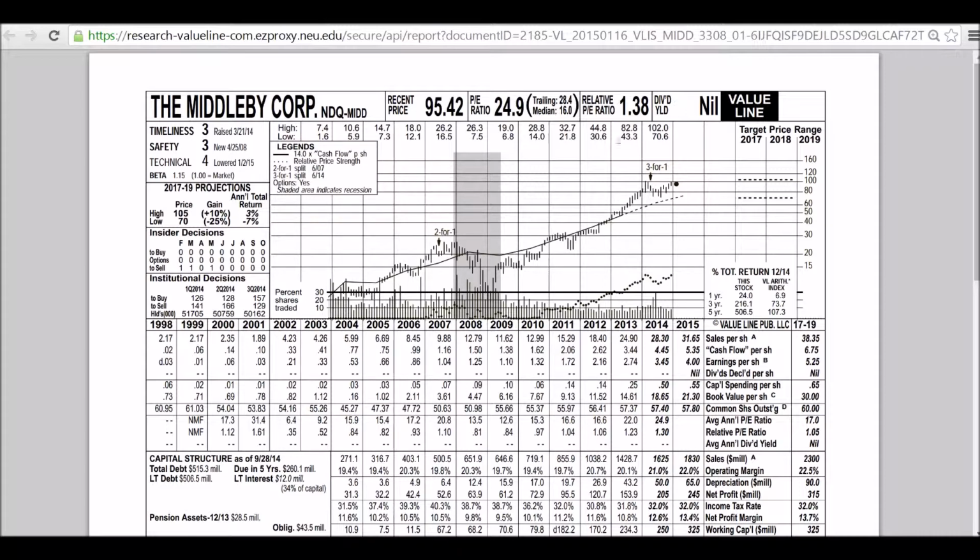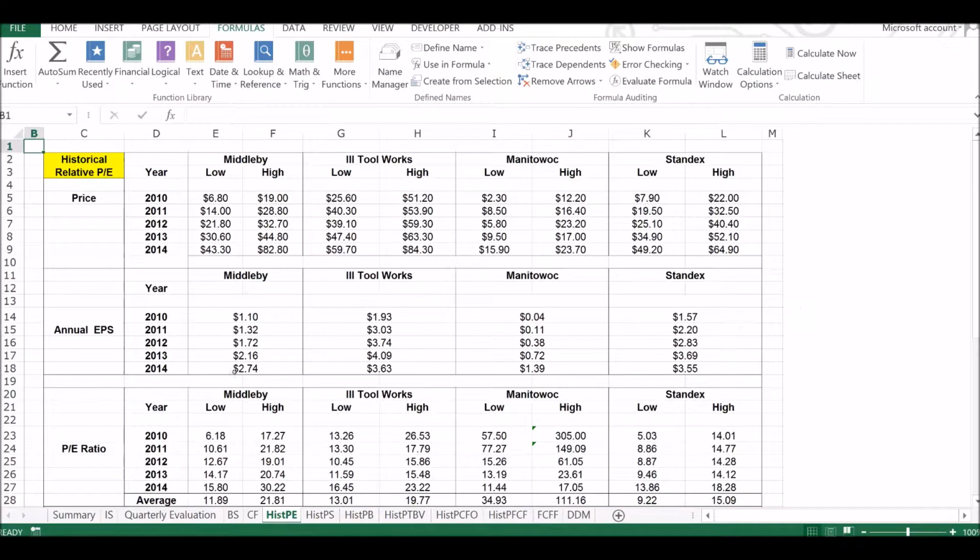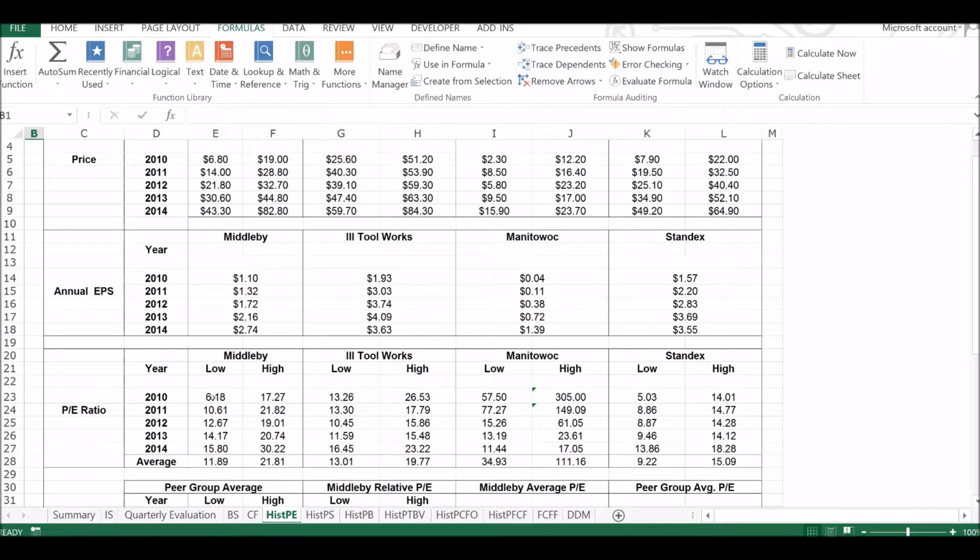So once you have this information, you're going to go into your valuation, and you're going to start inputting the low and high stock prices for each one of the companies, as well as the annual earnings per share. What this will end up doing is being calculated into the high and low price to earnings ratios for each one of the companies.